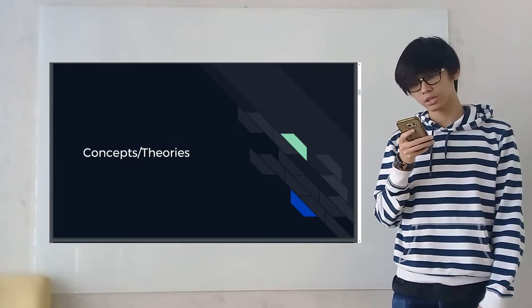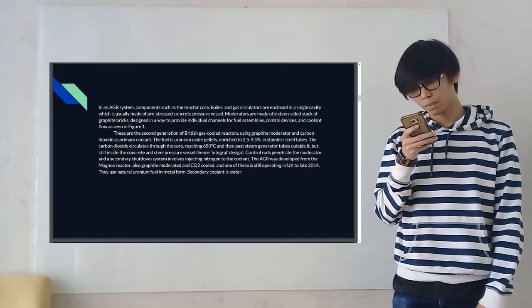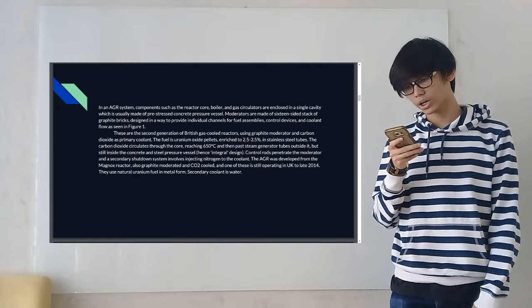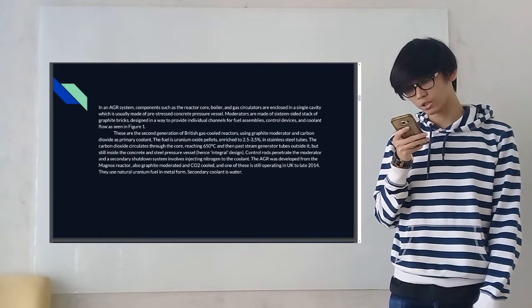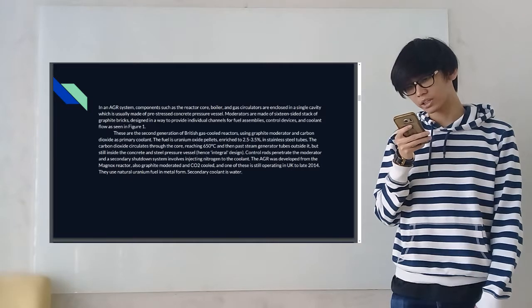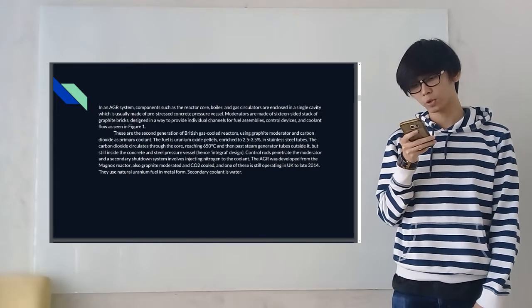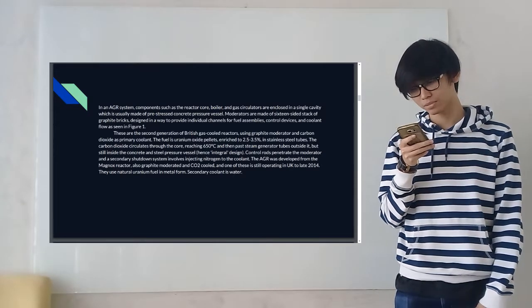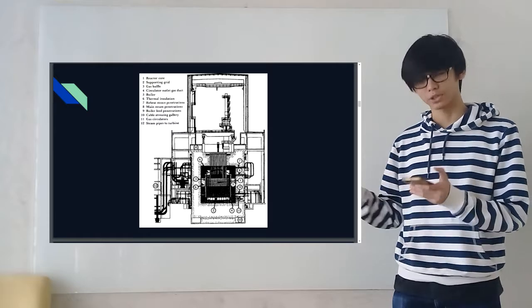Now, for the concepts and theories, in an AGR, components such as the reactor core, boiler, and gas circulators are enclosed in a single cavity, which is usually made of a pre-stressed concrete pressure vessel. Moderators are made of a 16-sided stack of graphite bricks, designed in a way to provide individual channels for fuel assemblies, control devices, and coolant flow, as seen in this figure.